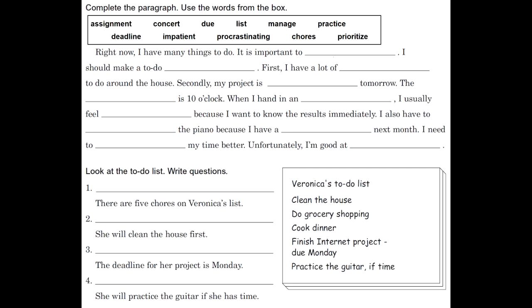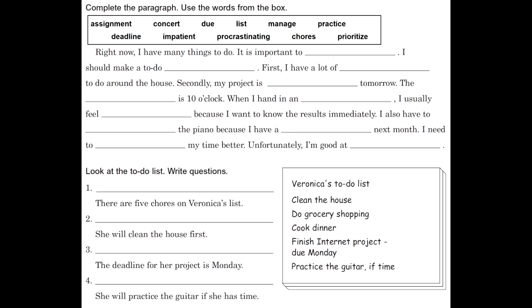When I hand in an assignment, I usually feel impatient because I want to know the results immediately. I also have to practice the piano because I have a concert next month. I need to manage my time better. Unfortunately, I'm good at procrastinating.